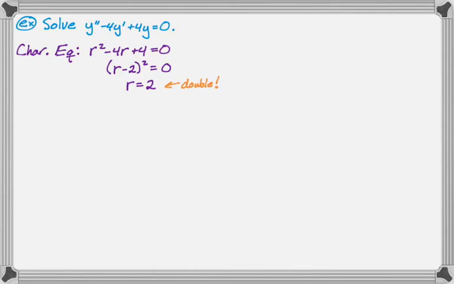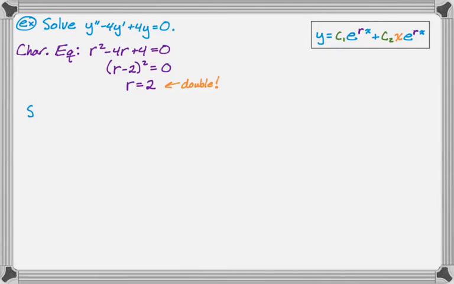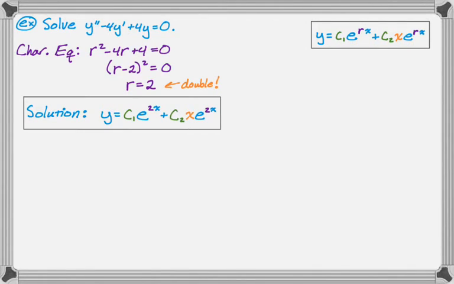I know if there's a double root, the solution looks like y equals c1 e to the rx plus c2 x e to the rx. It's really important to remember that x. That's the thing you're probably going to forget. So I can write, in this particular case, my general solution is y equals c1 e to the 2x plus c2 x e to the 2x. And we're done.